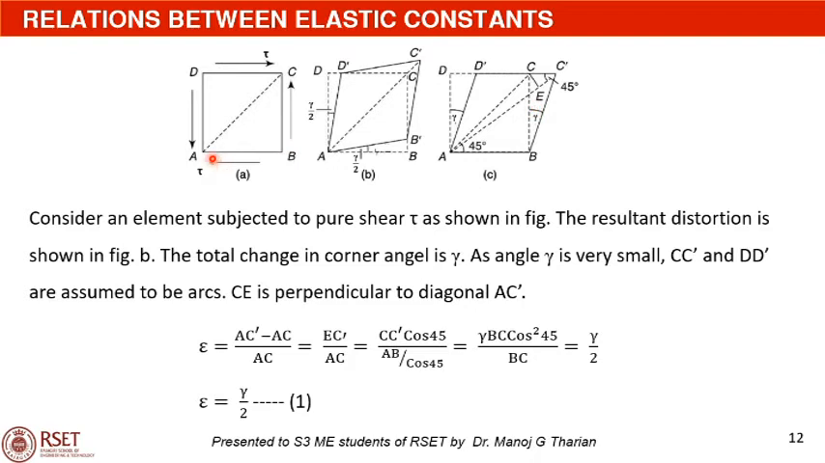Also, from the triangle ABC here, we can write AC is equal to AB by cos 45, which is equal to BC by cos 45, because AB equals BC. So the linear strain epsilon is equal to gamma into BC into cos square 45 by BC. BC will get cancelled off, and cos square 45 is 1 by 2. So linear strain epsilon along the length AC is equal to gamma by 2.